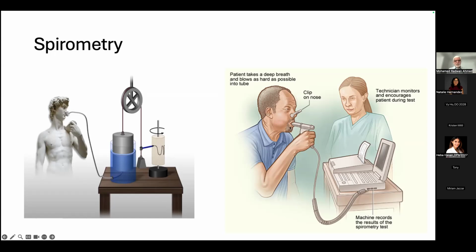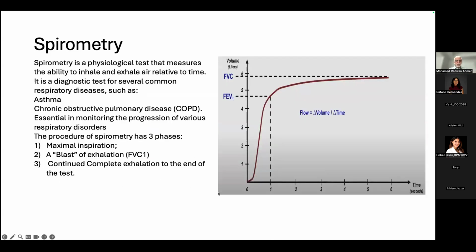So this patient is breathing through that mouthpiece, and the computer generates all the values. So this is how it looks. You take a deep breath inside, and then this is the expiration. You exhale. See? So the first second is like 30%, and then 70% for the rest of the test. Here it is for 6 seconds.